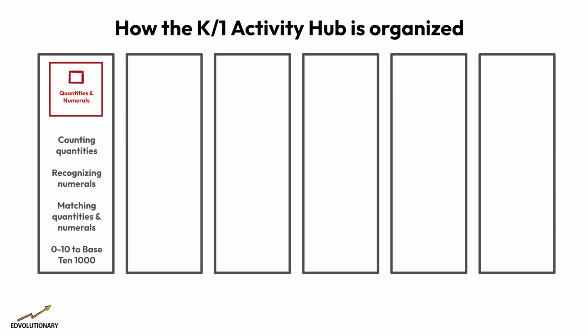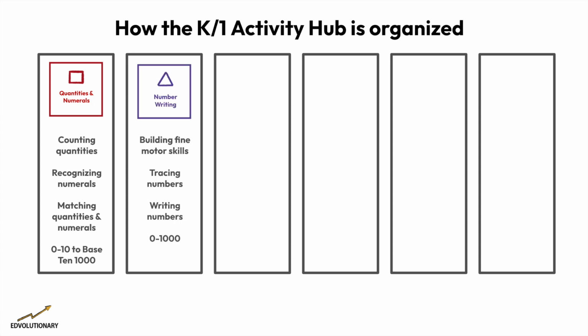And we do this starting with 0 to 5, and we build it all the way out to 1000 in base 10. Then we have number writing. So we start with building fine motor skills, tracing numbers, writing numbers. And we really do that officially in first grade. It goes up to 120 eventually. But we have students who love making number scrolls up to 1000, and so we have that in there as an option because if they love it, why not?